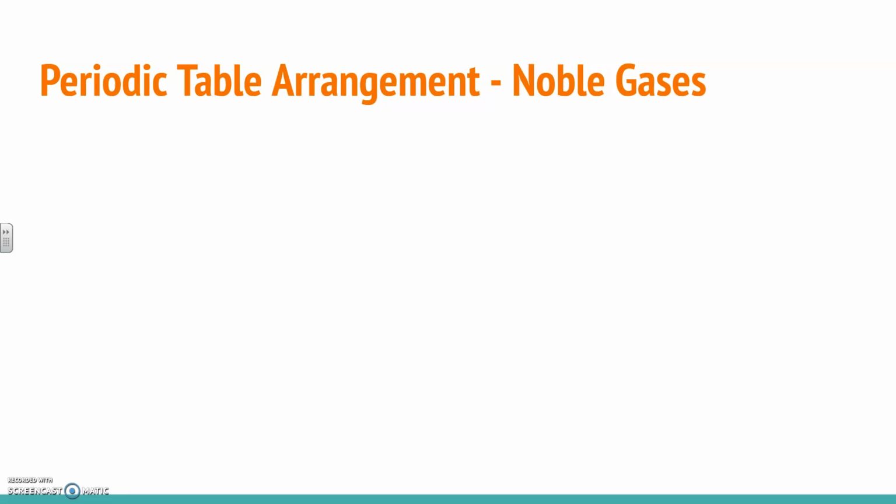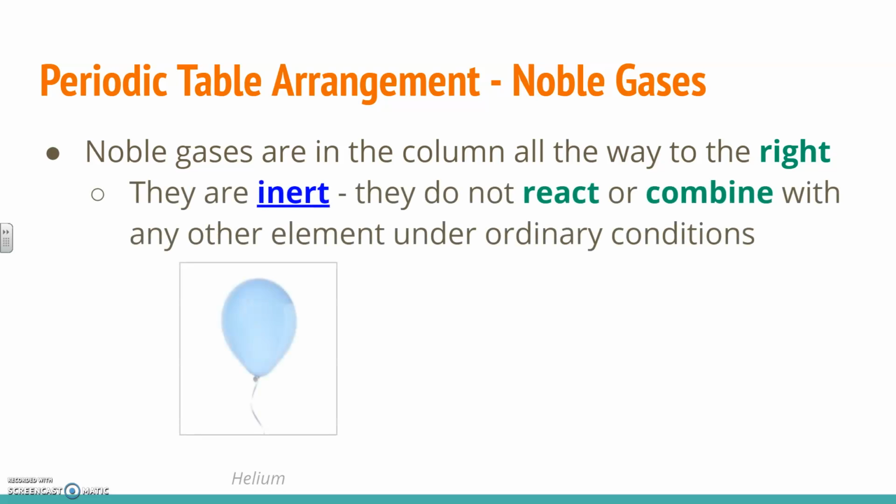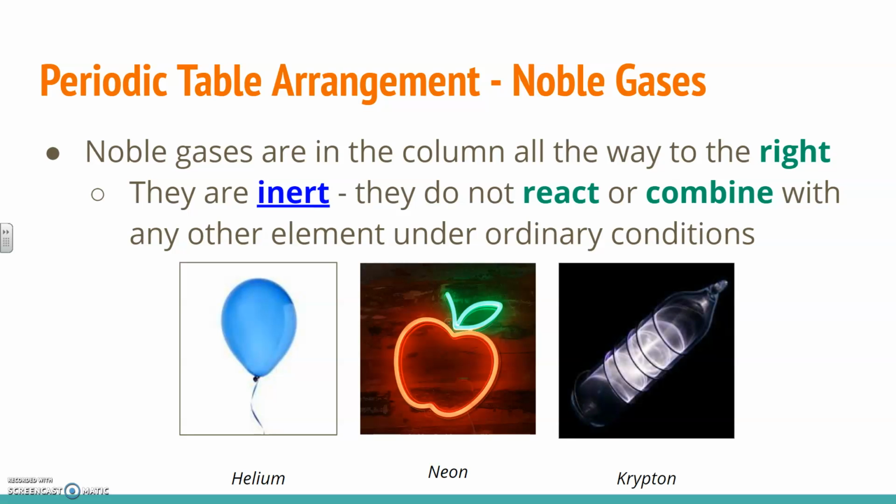There is one more group, and I kind of already previewed them. They're called the noble gases. I like to think of them as noble. They don't need anyone. This is the column all the way to the right of your periodic table. They are something called inert. They don't react or combine with any other element. They mind their own business. This is that one person in the cafeteria that doesn't get sucked into someone else's drama, because they don't need it.